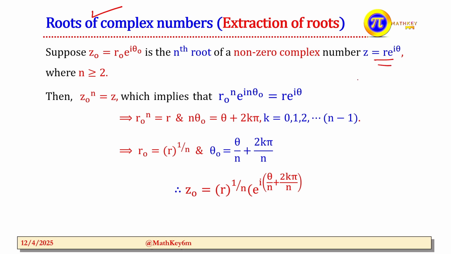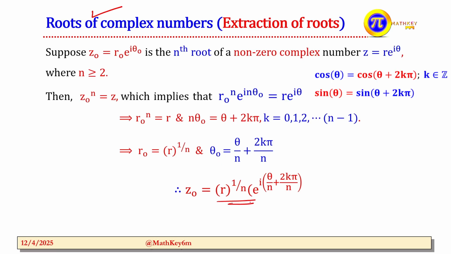Here we have a complex number. How can we find the nth root of any complex number? We have such forms. This is the formula that we use. How can we obtain this? Since, as we said before, we have the argument.